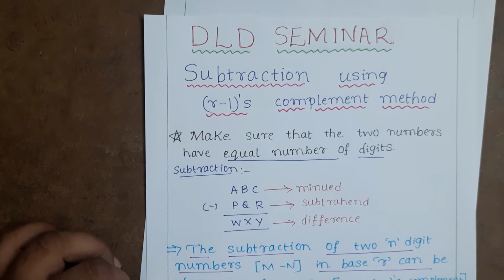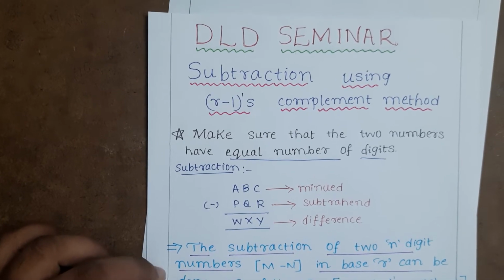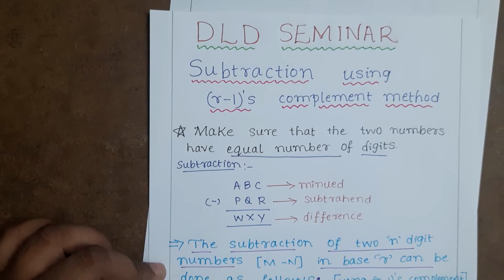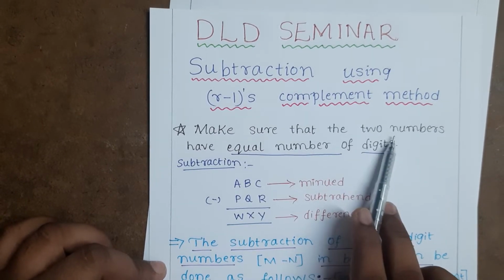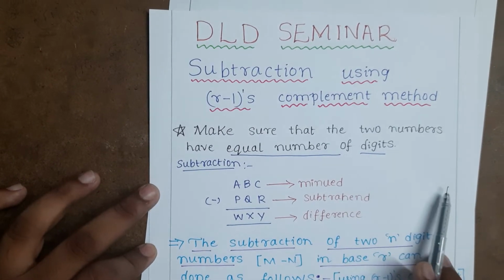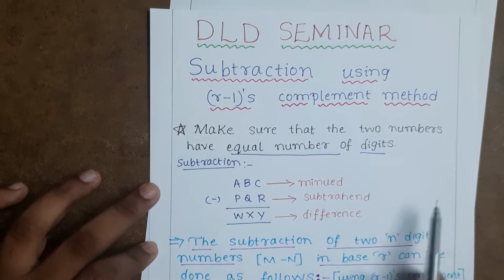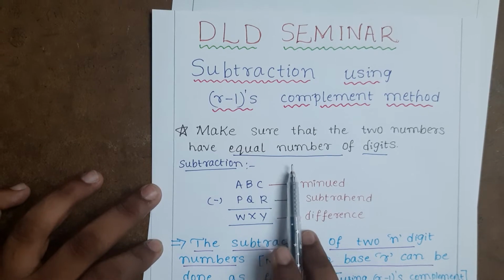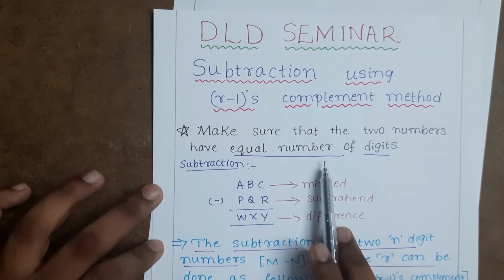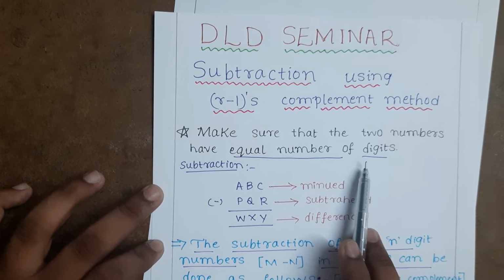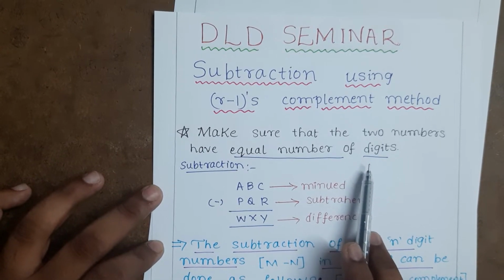Now I am going to present a seminar from DLD, Digital Logic Design, on the topic of subtraction using the r-1's complement method. So basically we use the complement method to find subtraction. The basic property is to make sure that the two numbers have an equal number of digits. The numbers under subtraction must have equal number of digits.